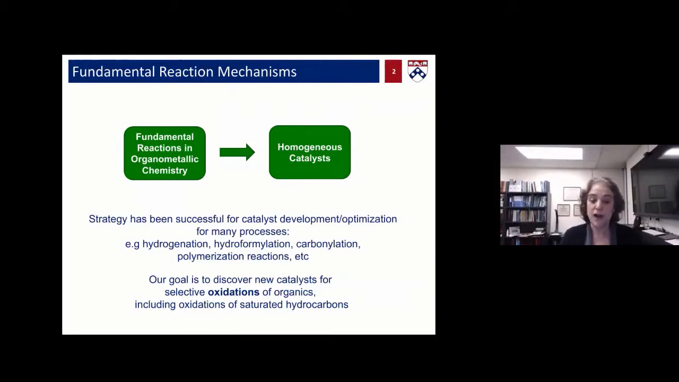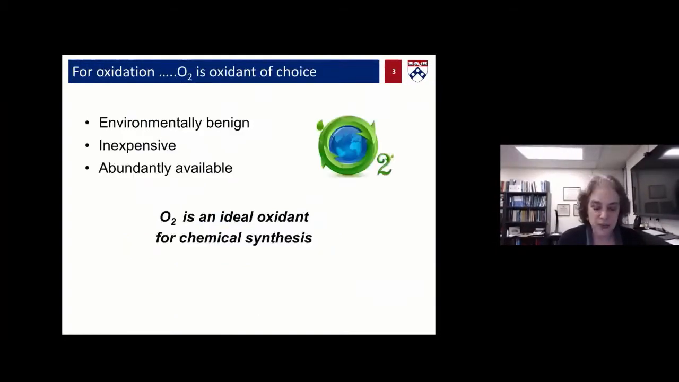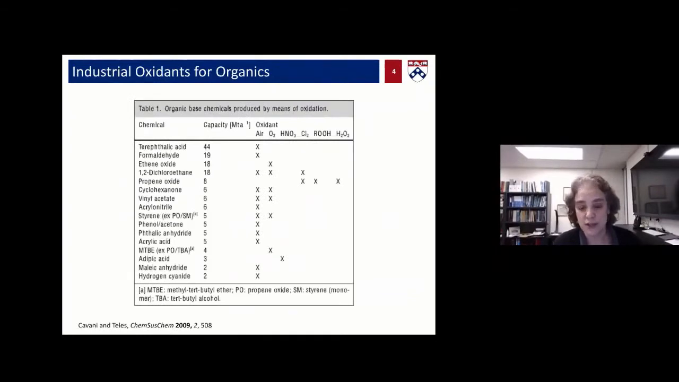And those include oxidations of saturated hydrocarbons, so that gets into the CH bond there. So in particular, we're interested in aerobic oxidation, so using oxygen. This is really because it's environmentally benign, it's inexpensive, it's abundantly available. So it's really the ideal oxidant. And moreover, it's really the oxidant of choice for industrial oxidations.